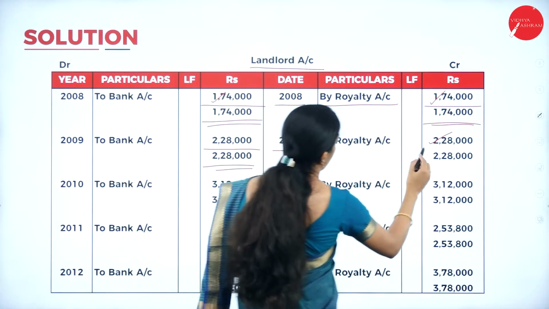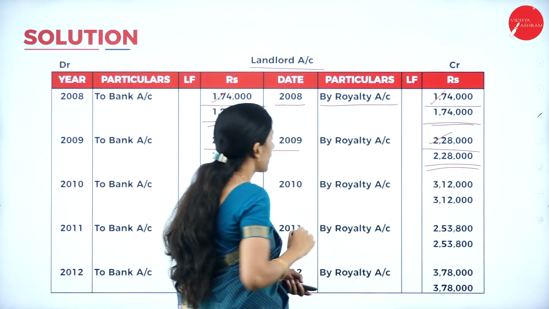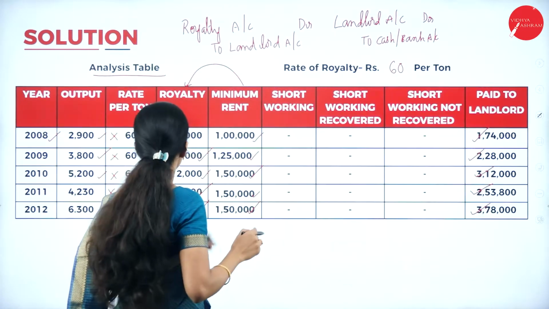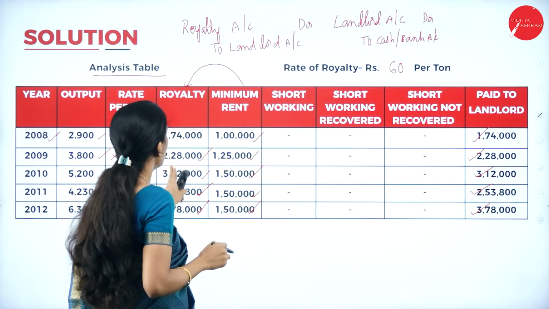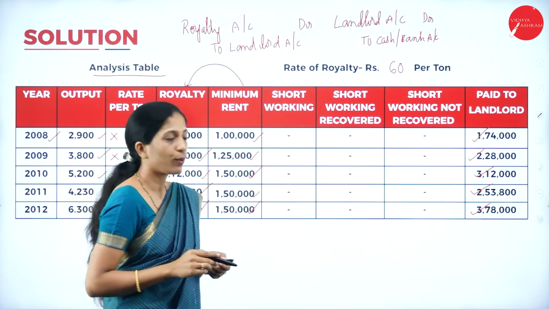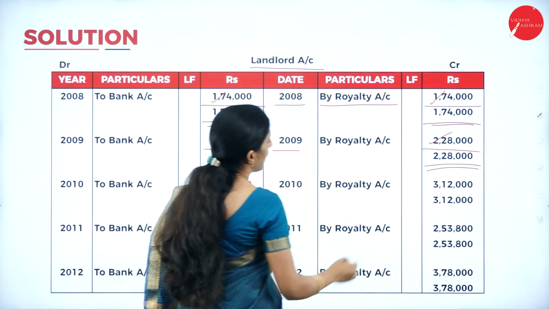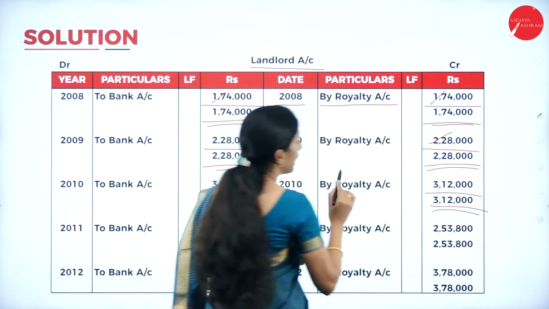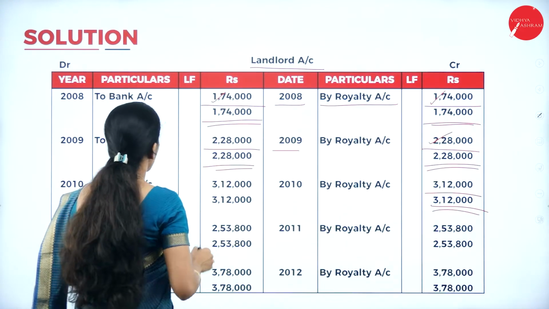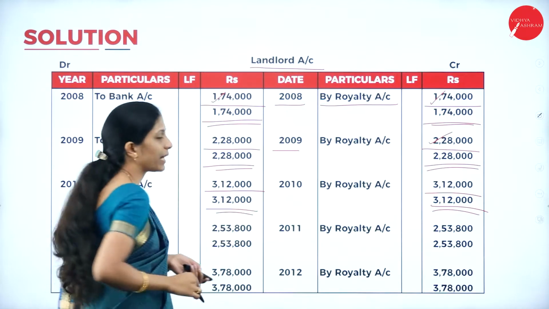So both the sides should be the same. Next, coming to the third year, that is 2010. So in 2010 also, the royalty we are paying is 3,12,000. So by royalty account 3,12,000, in the debit side, to bank account 3,12,000.